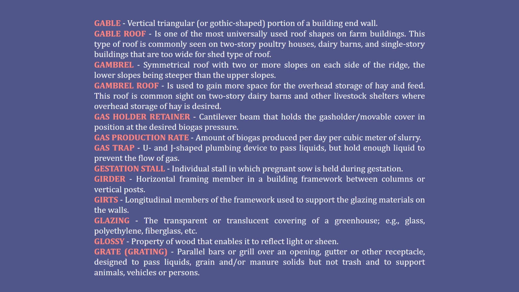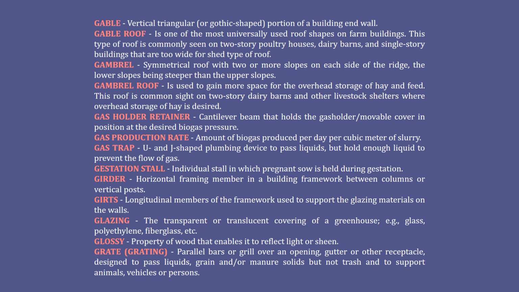Gambrel: symmetrical roof with two or more slopes on each side of the ridge, the lower slopes being steeper than the upper slopes. Gambrel roof is used to gain more space for the overhead storage of hay and feed. This roof is a common sight on two-story dairy barns and other livestock shelters where overhead storage of hay is desired.